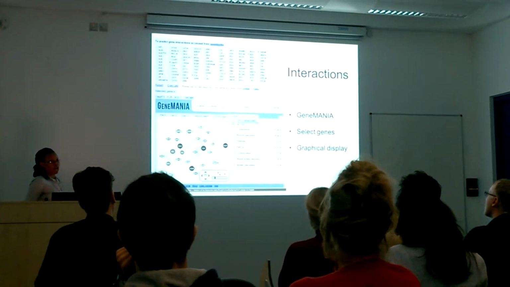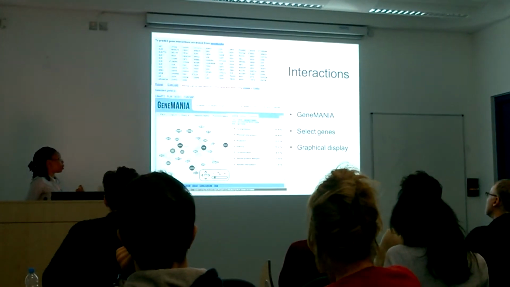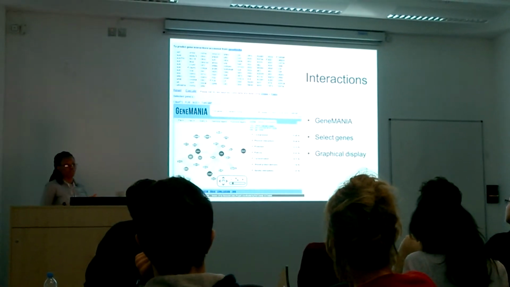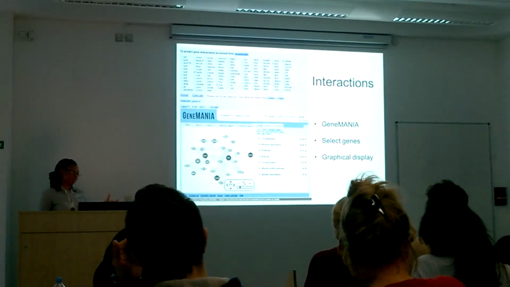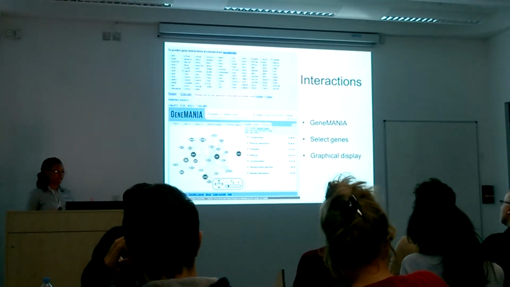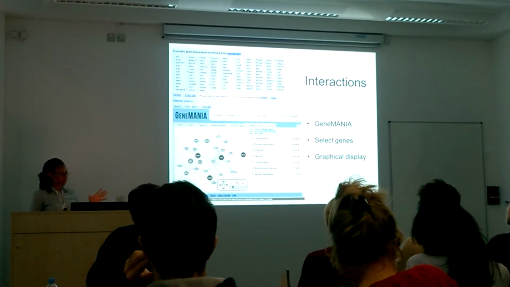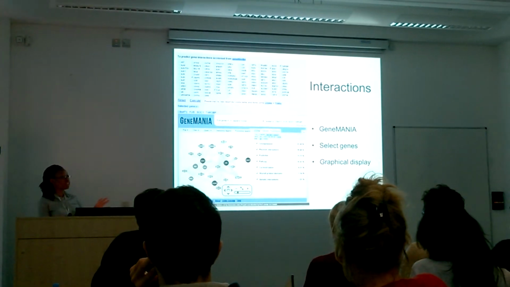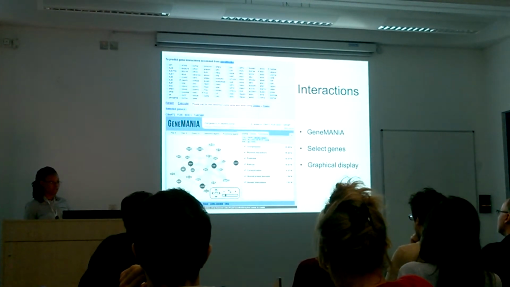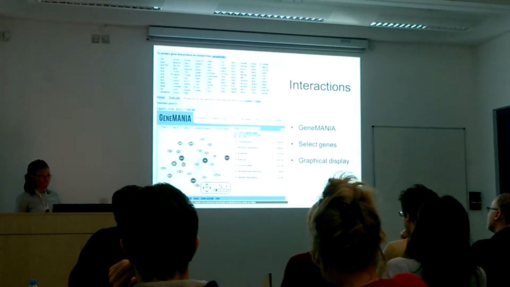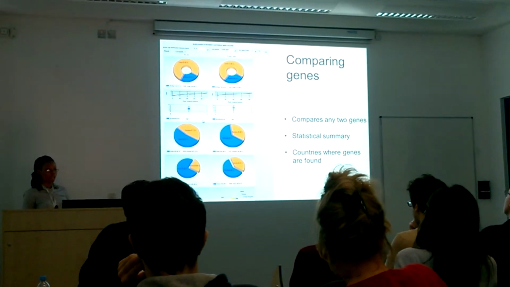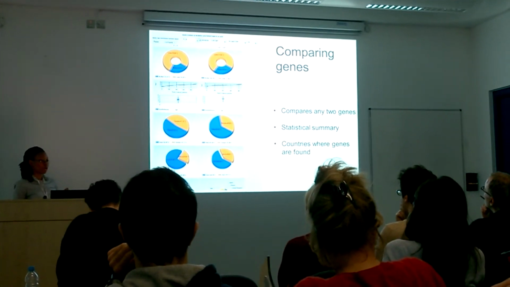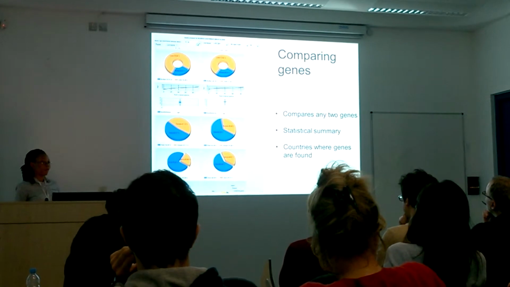Gene interactions are predicted using the GeneMANIA bioinformatics tool, and this is a collaboration with the GeneMANIA team, where you can select the genes you want, and it displays the graphical view there. Like you can see, it shows how the genes you select interact with each other and one another.